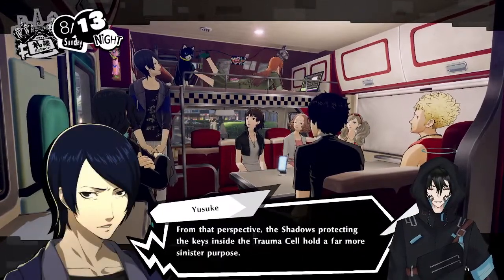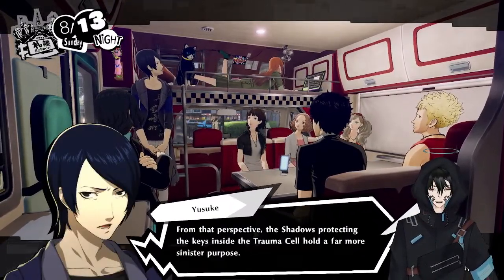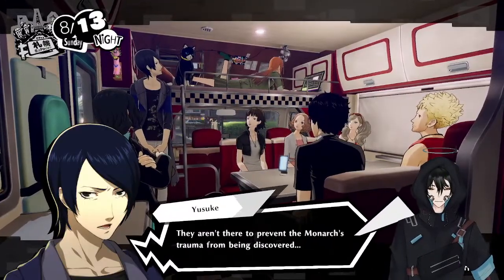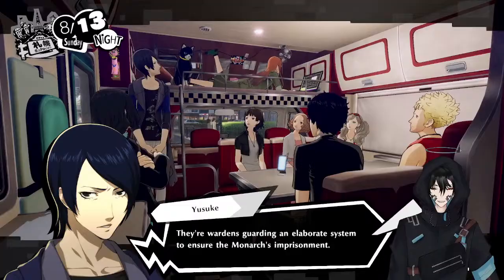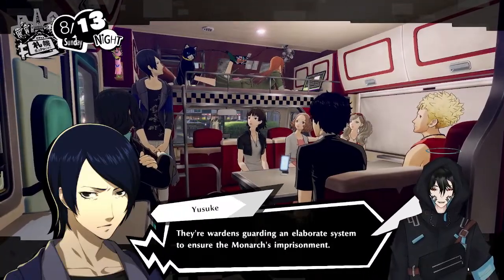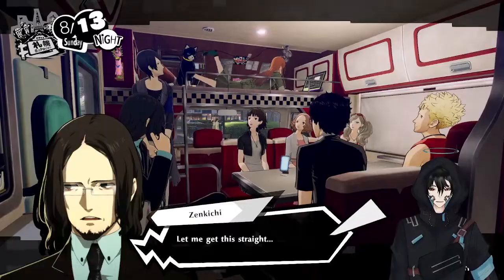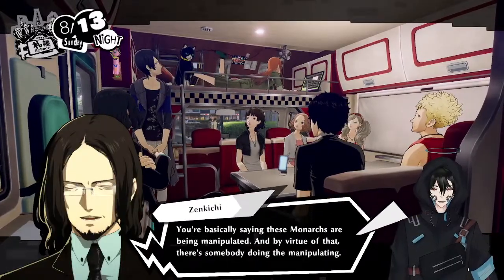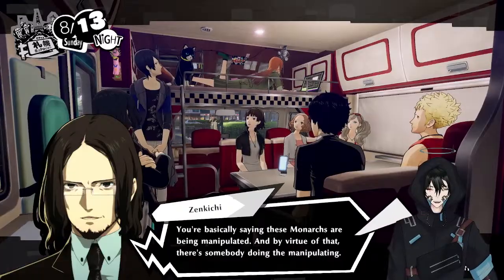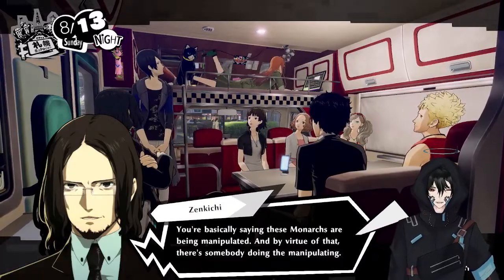From that perspective, the shadows protecting the kids stand as something far more serious than before. They aren't there to prevent harm from happening to people. They are wardens guarding an elaborate system to ensure the monarchs stay imprisoned. Let me get this right. You're basically saying these monarchs are being manipulated, and by virtue of that, there's somebody doing the manipulating?